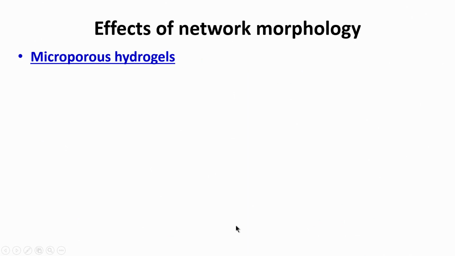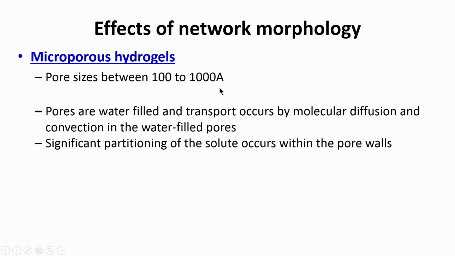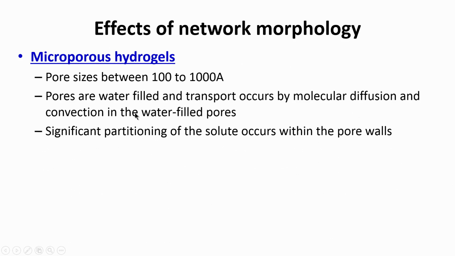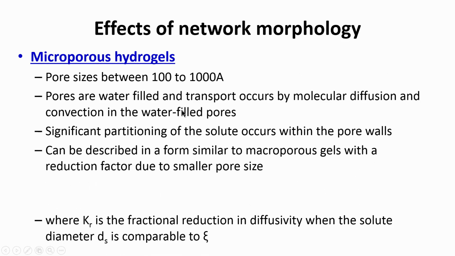What about a microporous hydrogel? As the name suggests, micropores are smaller pores, not as big as what we defined earlier. These could be 100 angstroms to 1000 angstroms or even smaller. These pores are water filled and the transport across this is essentially by molecular diffusion and convection in the water filled pores. There is a lot of partitioning that is going to happen on the solute within these pore walls, and this can be described in a form similar to the macroporous gels with a reduction factor.